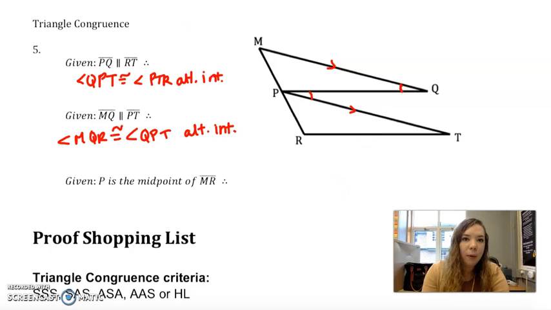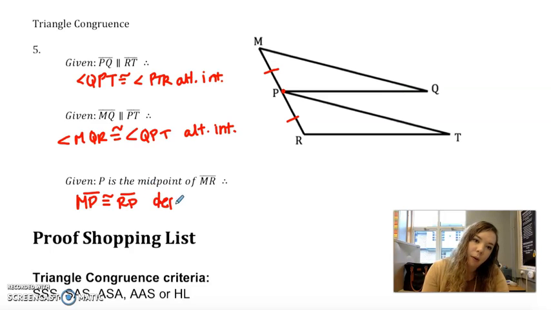P is the midpoint of MR. So if we're saying that P is the midpoint of MR, that means we can say MP is congruent to RP by definition of midpoint.